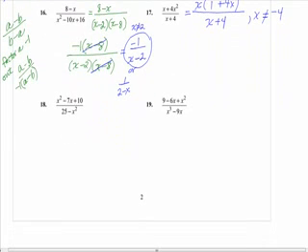All right, let's look to number 18. Go ahead and factor the numerator. X and x. Let's see. Casey, factors of 10 that will add to negative 7. Negative 5 and negative 2. Good.